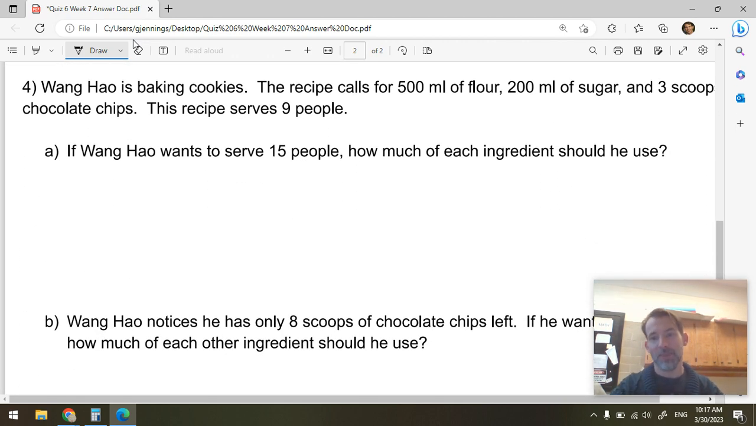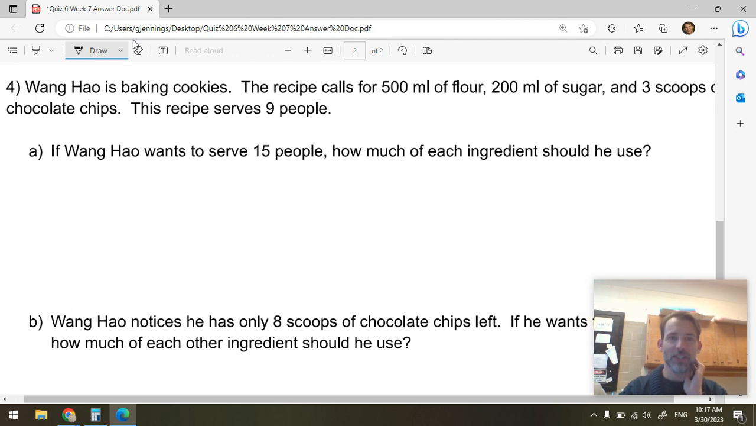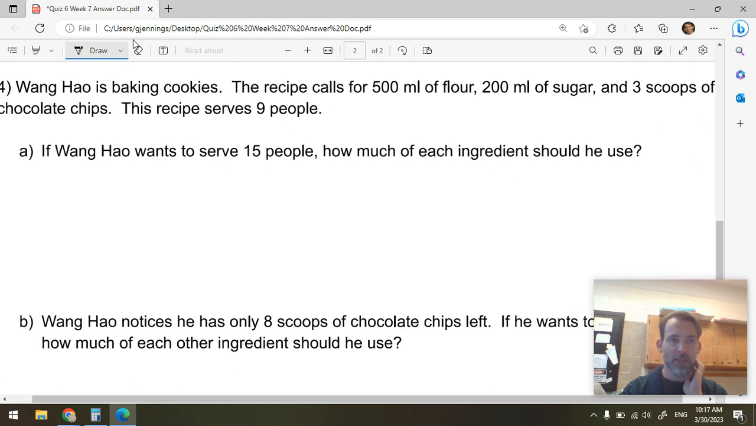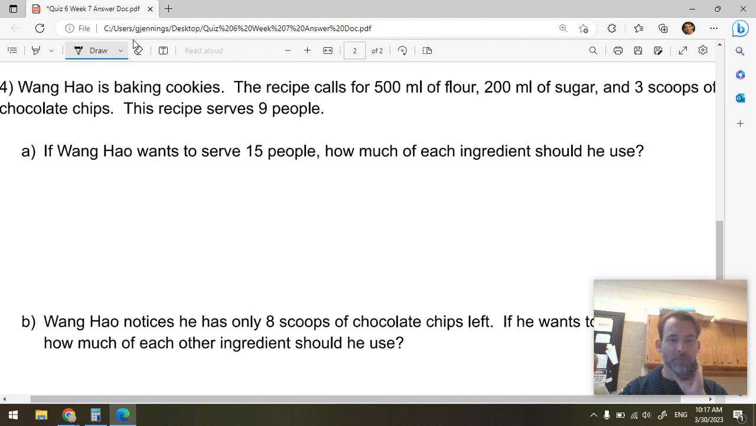Now, Wong Hao is very busy. He's making cookies for his friends, or at least for 9 people. Who knows? Now, Wong Hao, oh wait, no, he wants to serve 15 people cookies, but his recipe serves 9 people. So how much of each ingredient should he use?